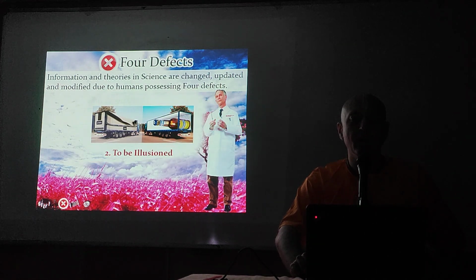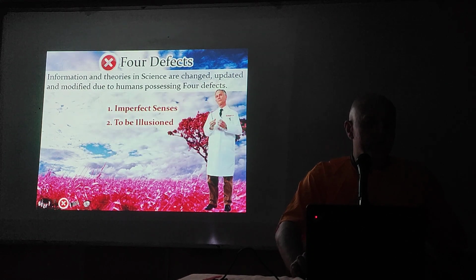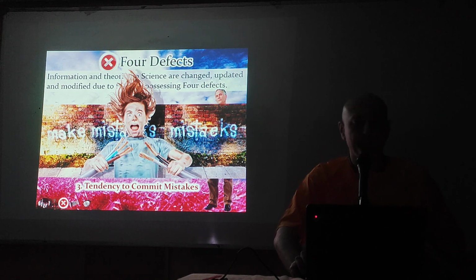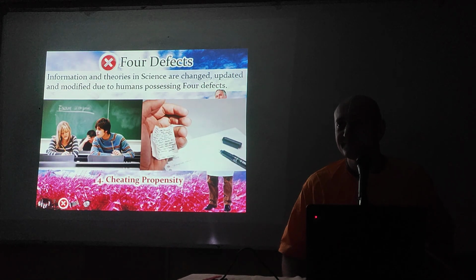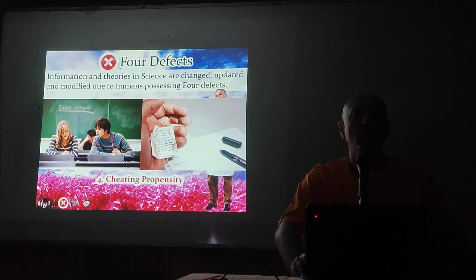Then second is to be illusioned. We already showed some examples. Third one, the tendency to commit mistakes. To err is human, no? Very common. And then the fourth one is cheating propensity. Everybody has a cheating propensity. So that's unavoidable. Therefore, whatever we perceive, the conclusion is not going to be an absolute conclusion.